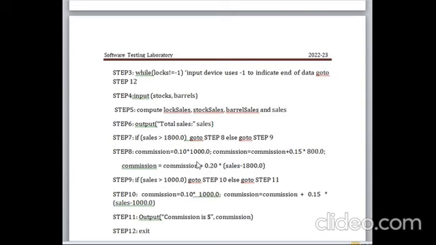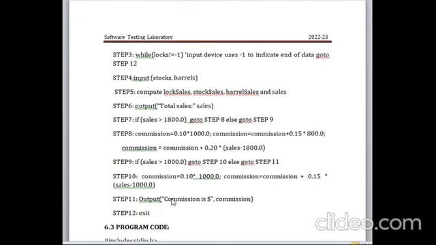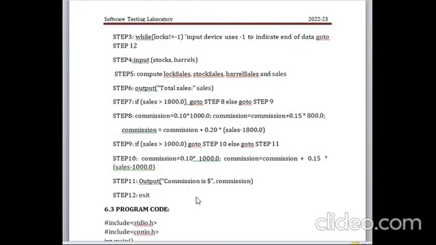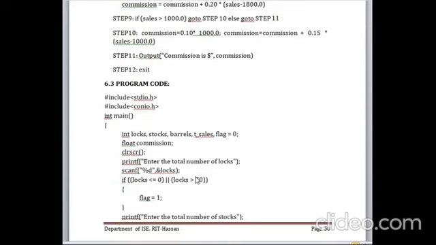So finally we get the total sales of all locks, stocks and barrels. In step number 10, the commission is 0.10 into 1000, and for the second band there is a 15% commission, which we calculate in step 10. So in step 11 we get the commission of the salesperson. So this is the program source code.